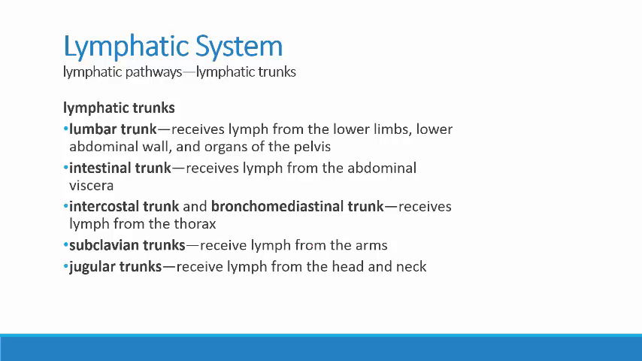The lumbar trunk, which is down in the lower abdominal pelvic cavity, receives lymph from the legs, from the lower portions of the abdominal wall, and from the organs of the pelvis. The intestinal trunk receives lymph with all those dietary fats from the abdominal viscera, the intestines, essentially.